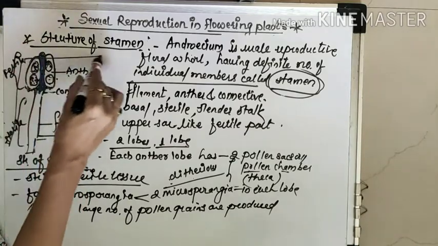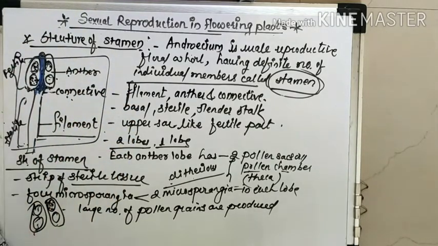What is the necessity of this structure in the flower? First, what is the function? It produces pollen grains. Second, these pollen grains develop into the male gametophyte with the 2 male gametes. So these are the 2 functions of this structure, which is called the stamen.